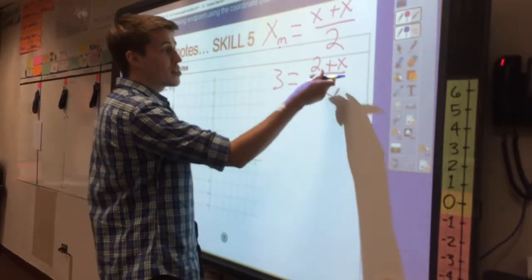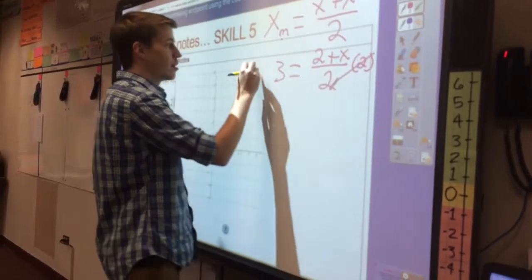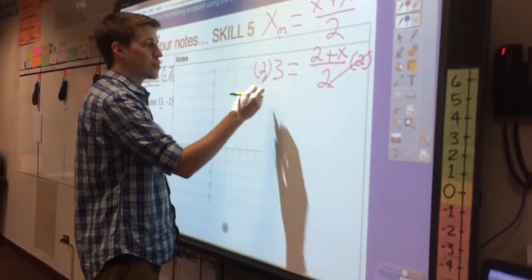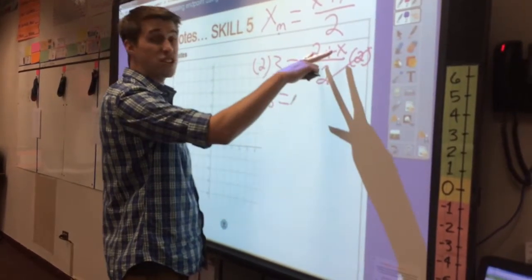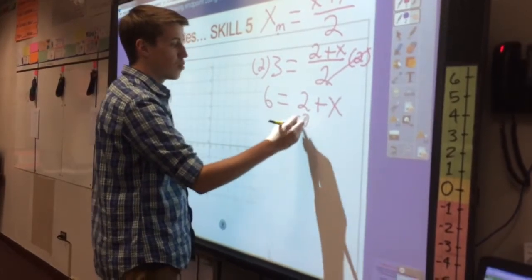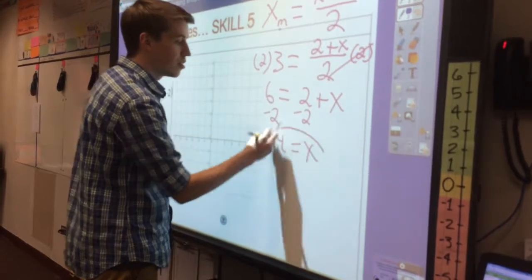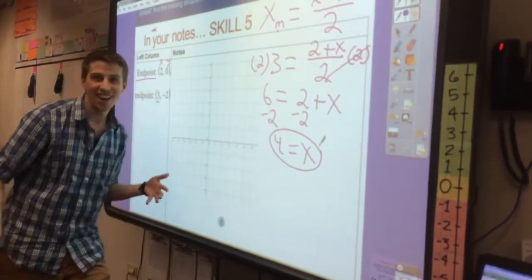Okay, always start by undoing our division. Times 2, times 2. 2 times 3 is 6 is equal. We haven't touched that numerator. Bring it on down. 2 plus x. We'll subtract the 2 away, and we'll get that x is equal to 4. So we're done, right? Nope.